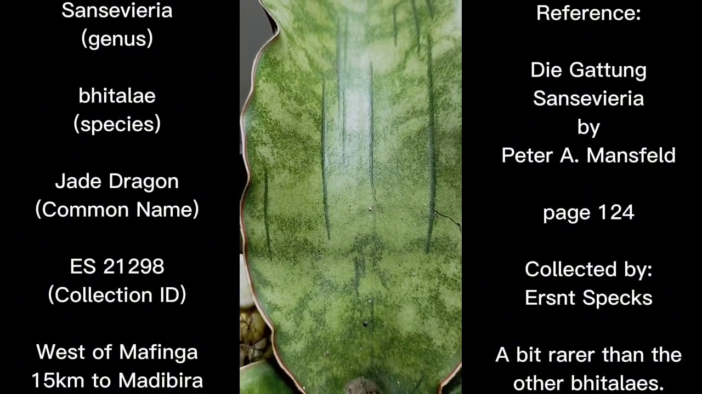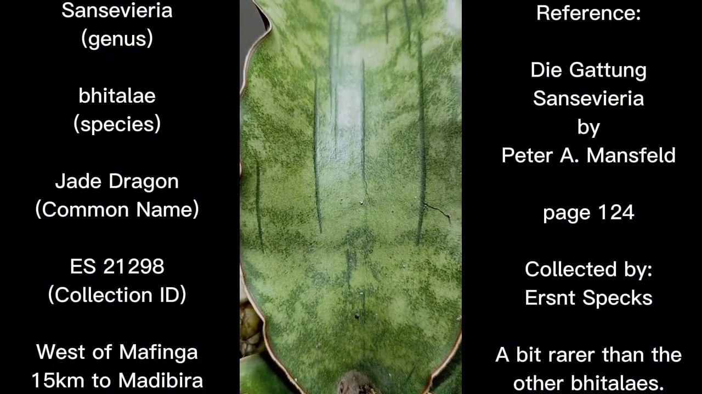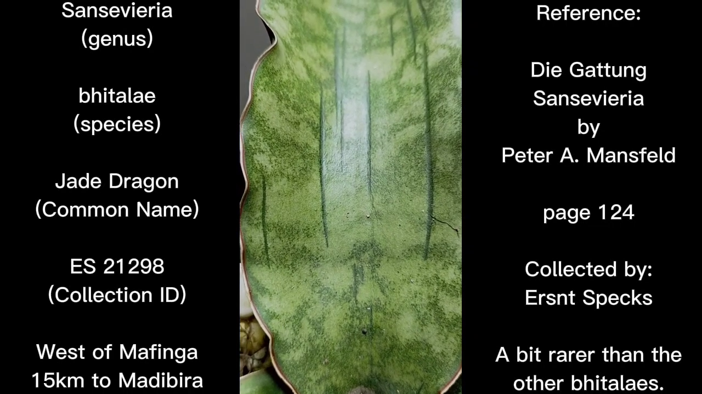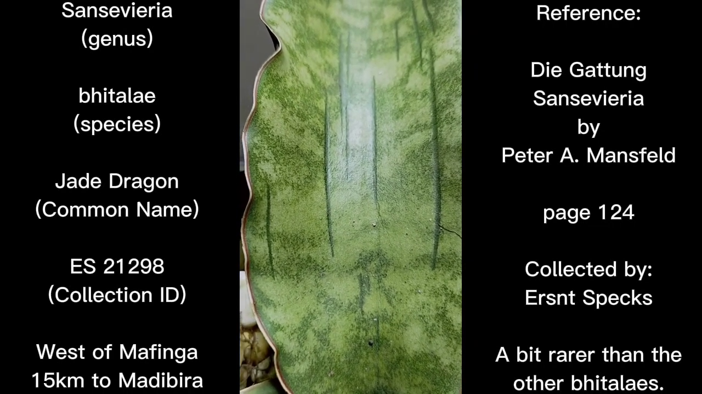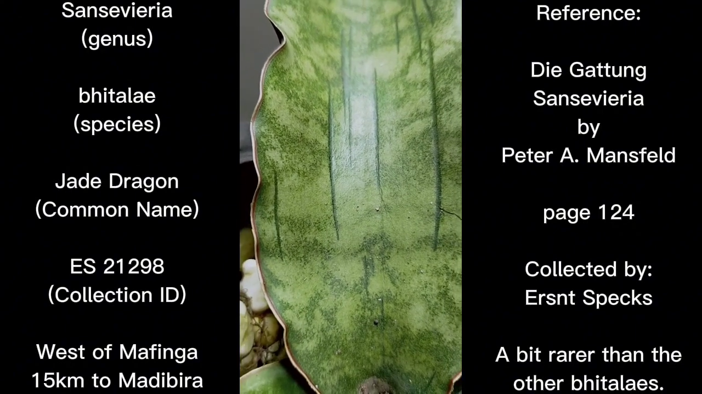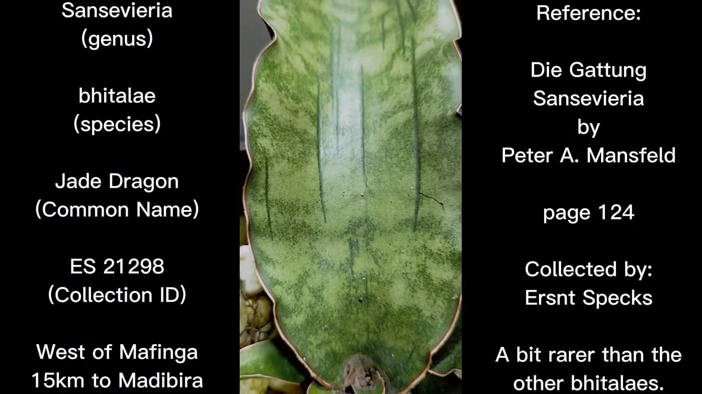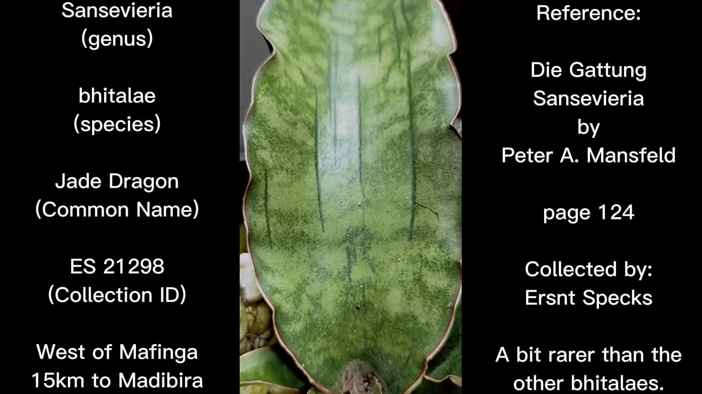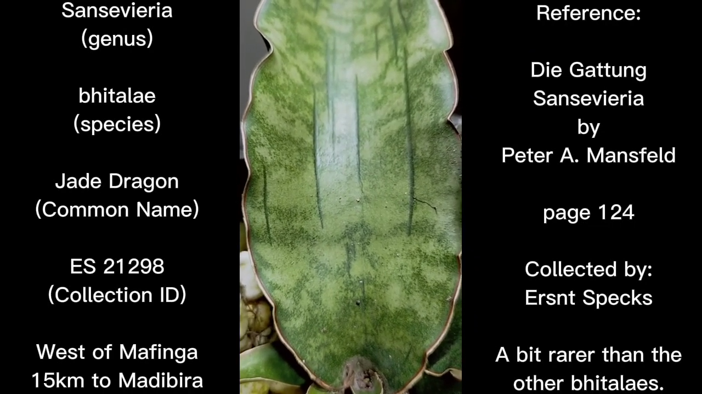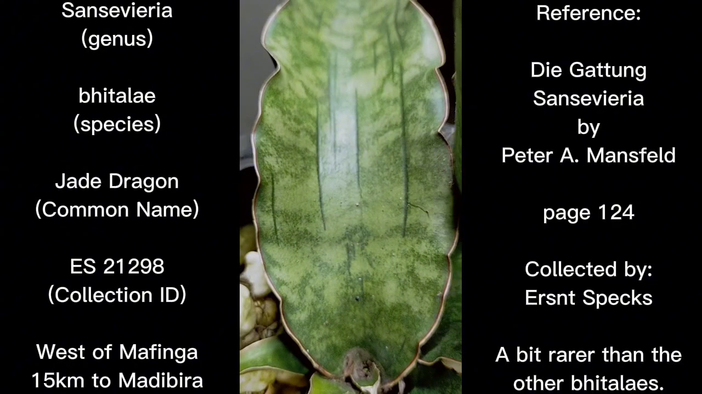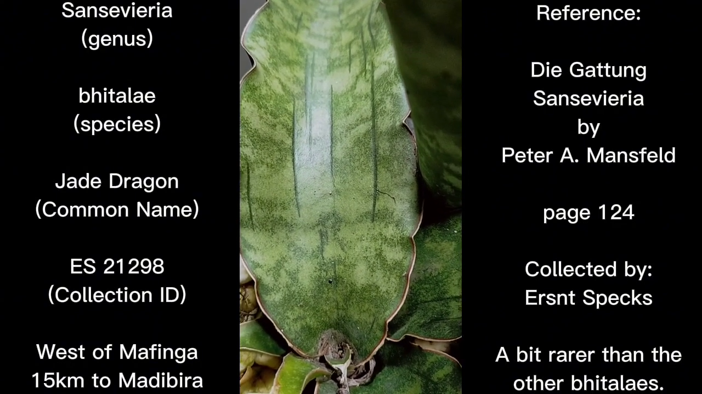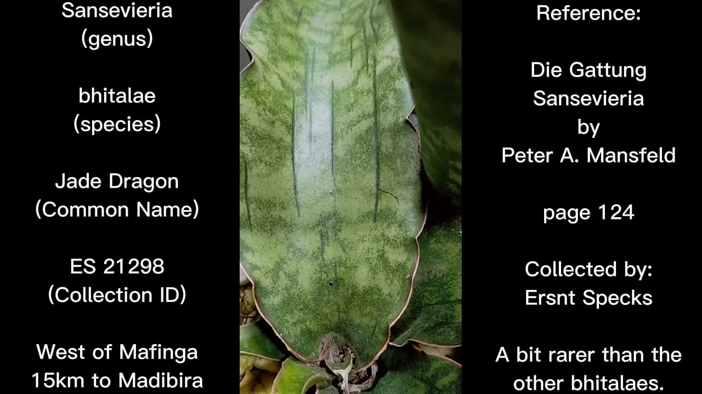So for this episode, we're going to feature another bhitalae species, and we're going to add it to the playlist of the species itself. And this particular bhitalae has the collection ID ES21298, and it's also known as the Jade Dragon. Jade Dragon is found in Tanzania, west of Mafinga, 15 kilometers to Madibra.